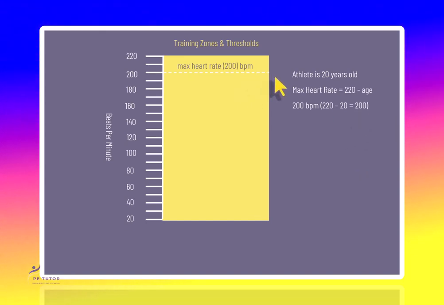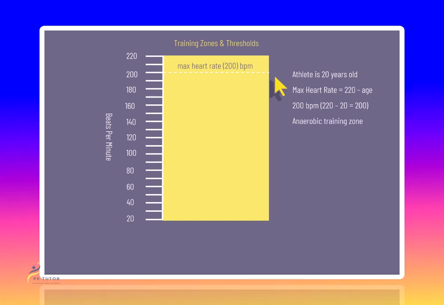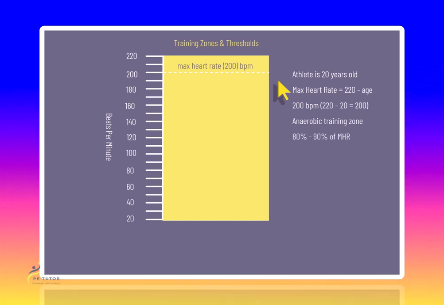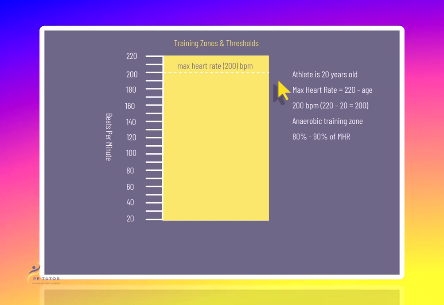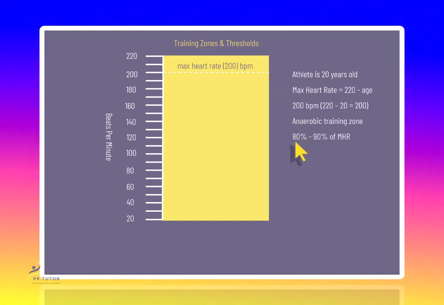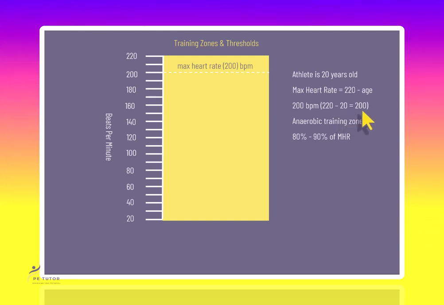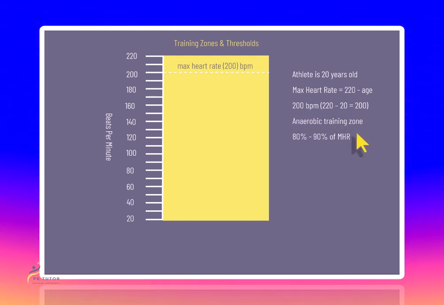So now let's have a look at establishing what the anaerobic training zone will be. Remember, the anaerobic training zone, high intensity, it's going to be quite high up here. So how do we find that? Well, we need to remember that the thresholds and the zone is between 80% and 90% of maximum heart rate. So we know maximum heart rate now is 200, so we need to do a little bit of maths.